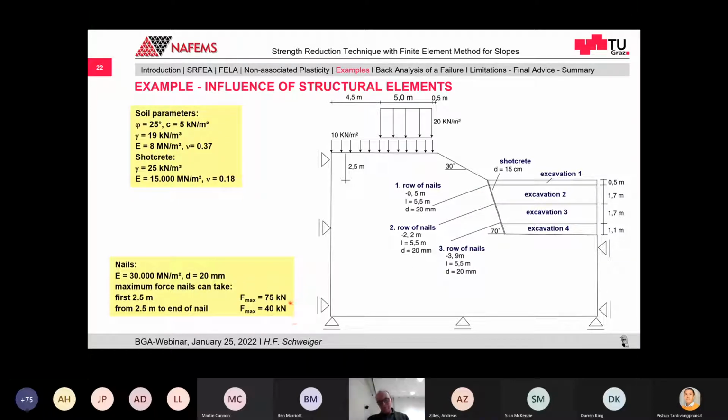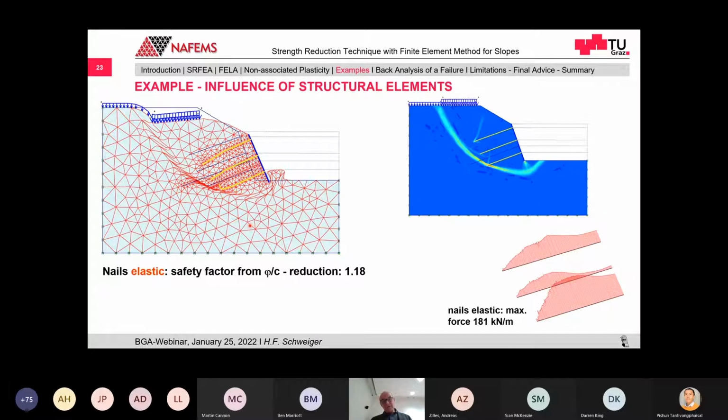And the designer, for some reason, said, well, you can have a maximum force in the nail of 75 kilonewton in the first 2.5 meters and maximum of 40 for the rest. Now, if you then do your analysis under working load condition, characteristic values, you get some stresses and displacements, and then you switch on stability analysis, and you have defined the nails as elastic, you get a certain factor of safety.